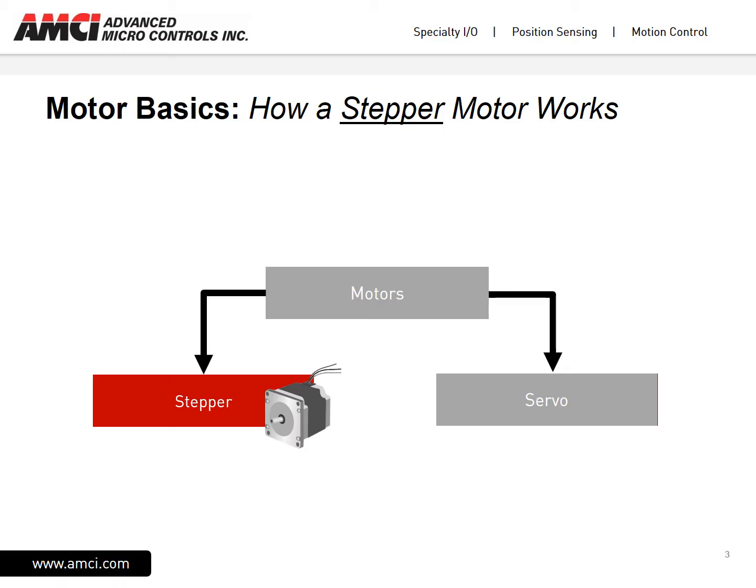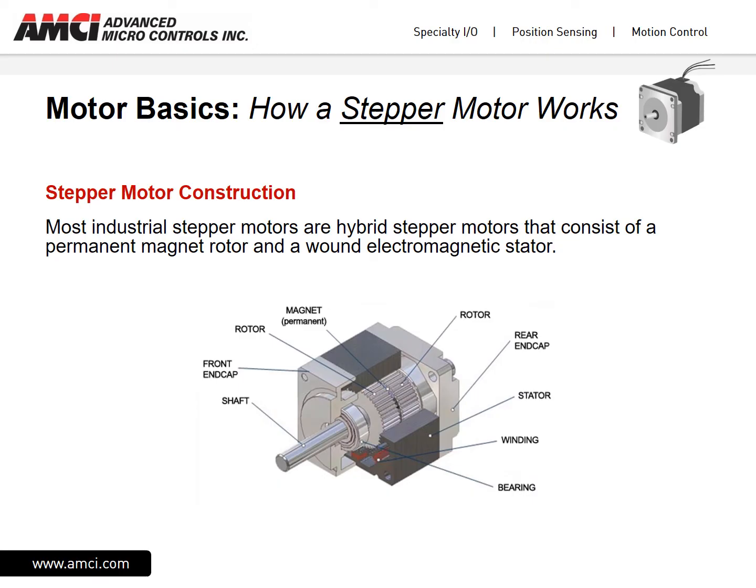Let's start by taking a look at a stepper motor. Most industrial stepper motors are hybrid stepper motors that consist of a permanent magnet rotor and a wound electromagnetic stator. As you can see in the image, the rotor is constructed of two sections referred to as cups. These cups have teeth of uniform spacing ground into them, typically 50 teeth. This is where we get the poles of the motor from. These two cups are aligned so that the teeth are offset by a certain amount. The entire rotor is magnetized so that one cup is polarized north and the other is polarized south.